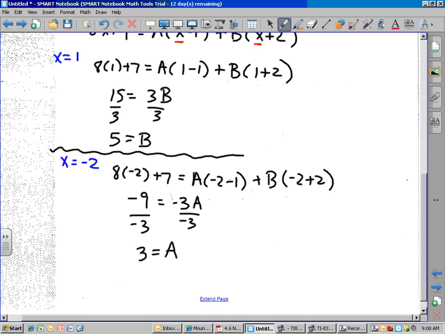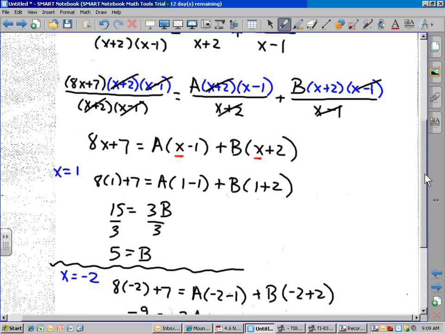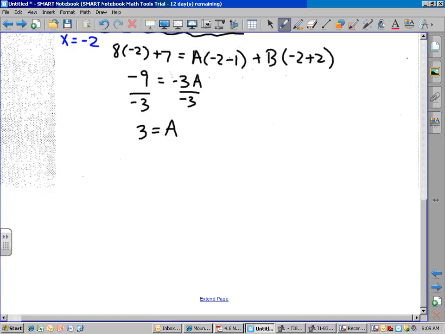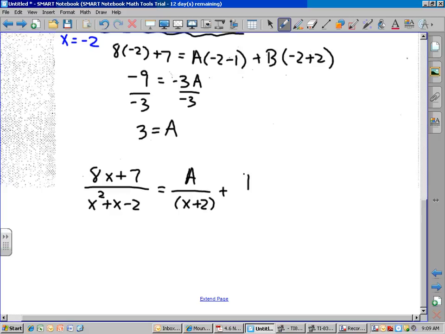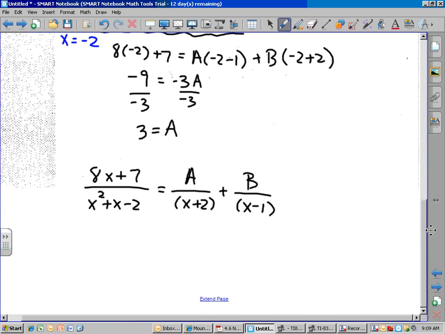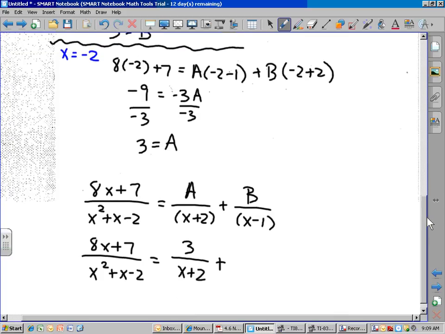So what is our partial fraction? We go back up to the original. It says A over x plus 2. So I'm going to write down the original. 8x plus 7 over x squared plus x minus 2 is equal to, basically, A over x plus 2 plus B over x minus 1. Double check that one more time. Yep. So what's A? A is 3. And B, I believe, was 5. Let's check here. B was 5.